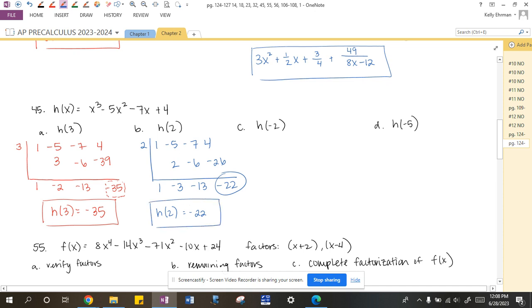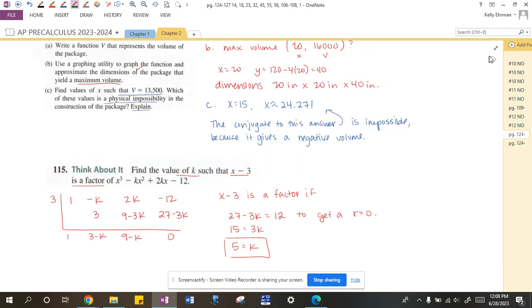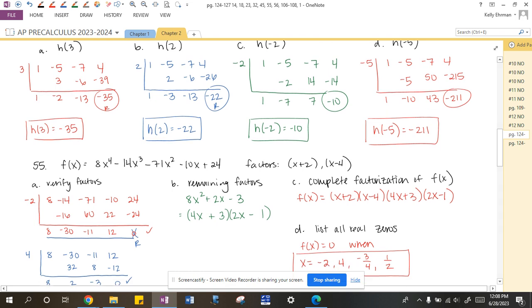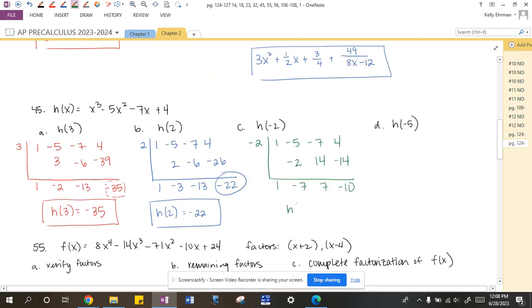Check that on your graphing calculator. Same thing. Now we're evaluating at negative 2. Double check that I got -10 on my key. Yeah, I did. Just checking. I don't have my other key in front of me, so I wanted to make sure I didn't just remember that answer. Okay, so h of -2 is -10. And finally, -5.